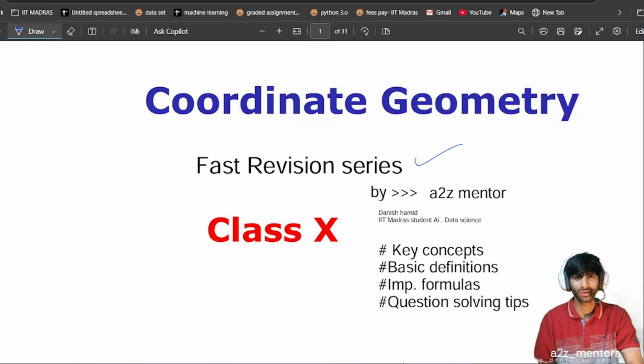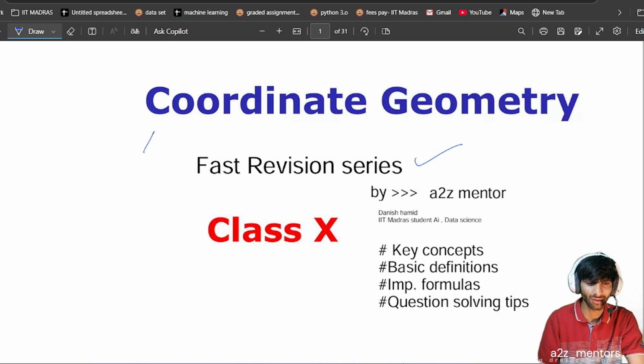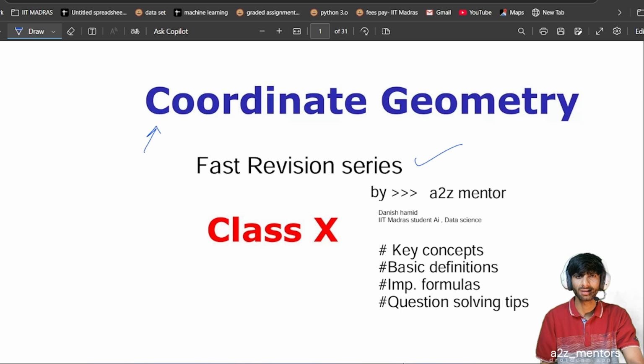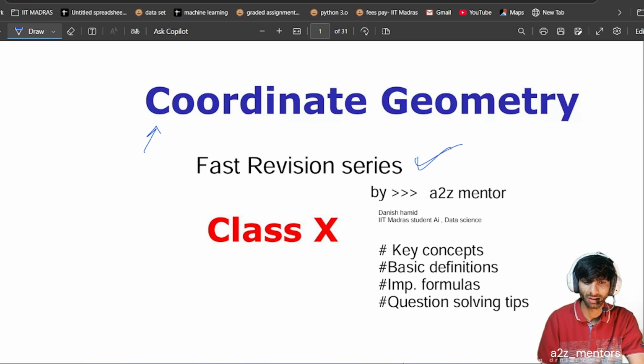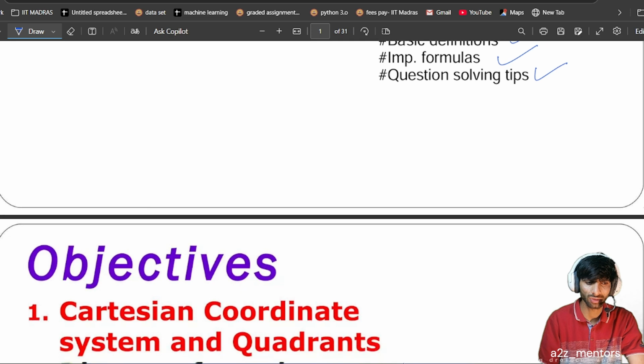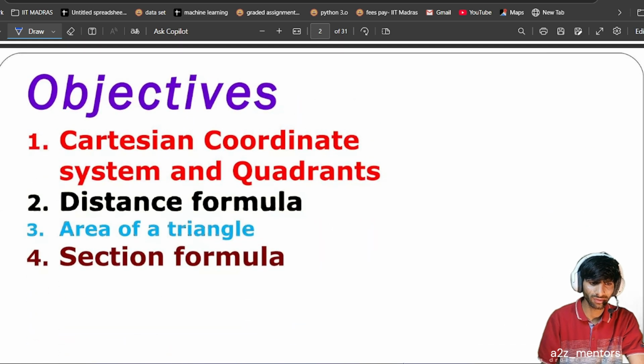I'm a degree student in data science and artificial intelligence from IIT Madras. Today we are going to complete the revision of coordinate geometry, a chapter of class 10th mathematics. This is the fast video revision series. In this video I will share key concepts, basic definitions, important formulas, and the question solving approach. Our objectives are the Cartesian coordinate system and the quadrants, distance formula, area of triangle, and section formula.